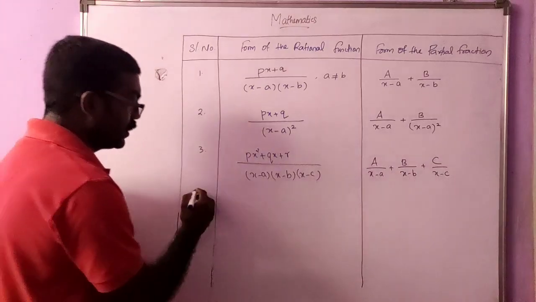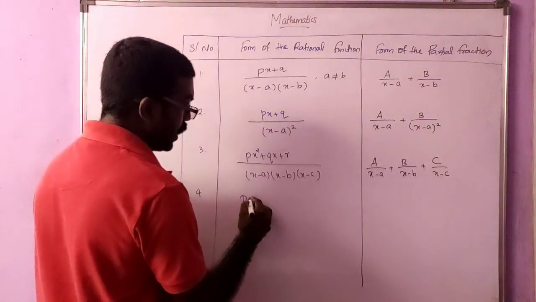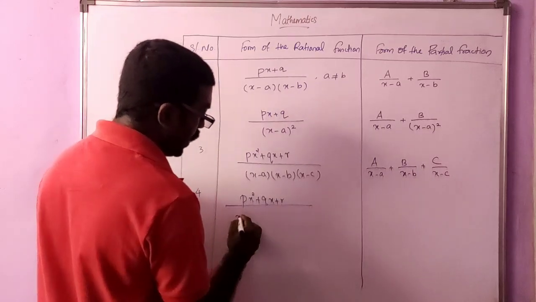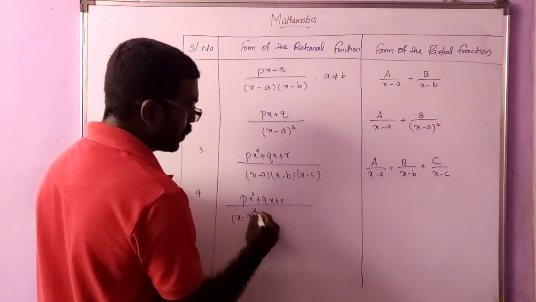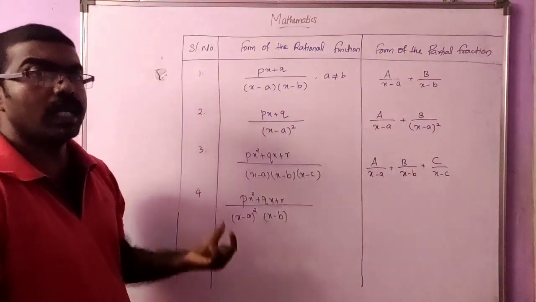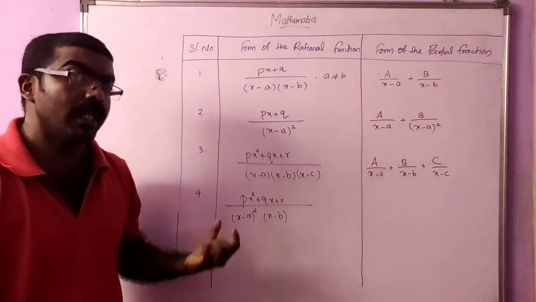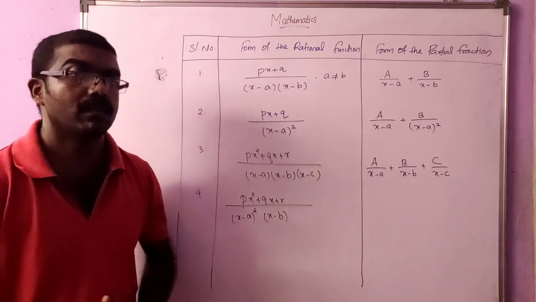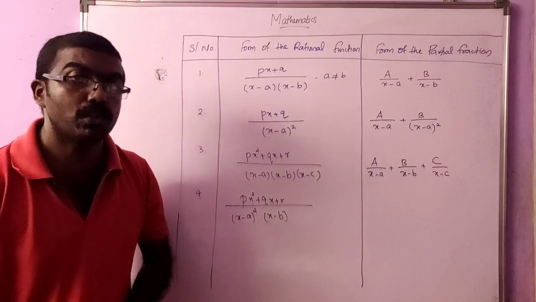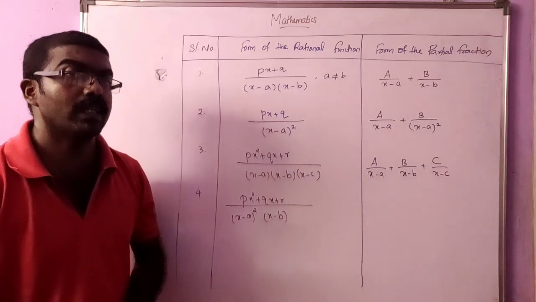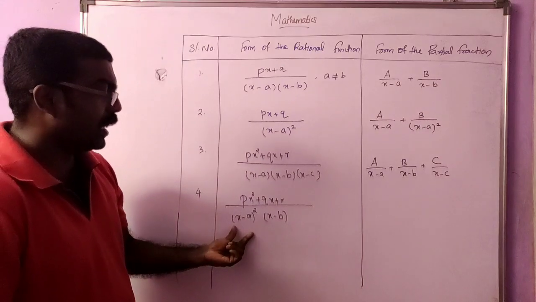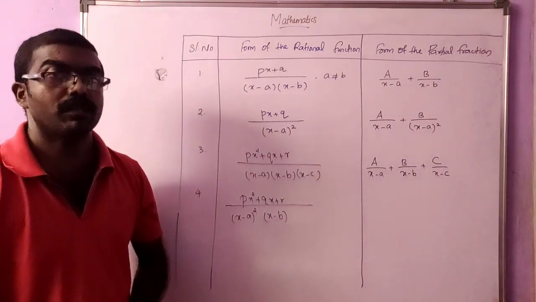And the fourth one is px square plus qx plus r divided by x minus a the whole square into x minus b. Here we have three linear factors, but one linear factor repeats. Okay. One linear factor, here x minus a comes 2 times. That is why we write x minus a the whole square. Okay. So x minus a the whole square into x minus b.